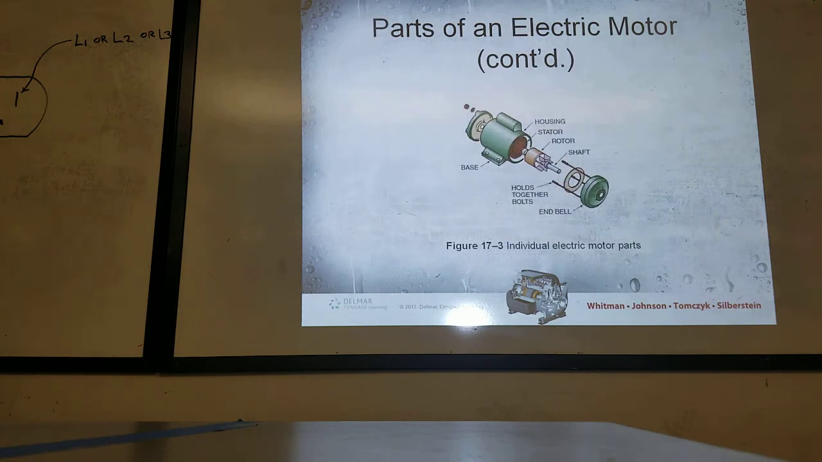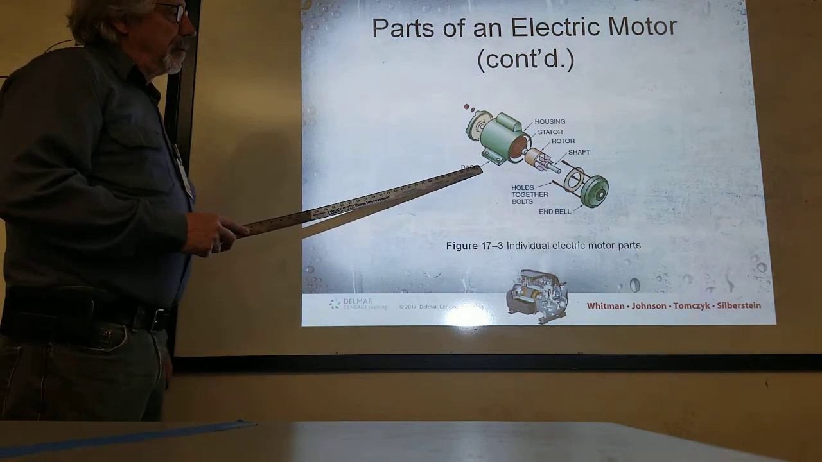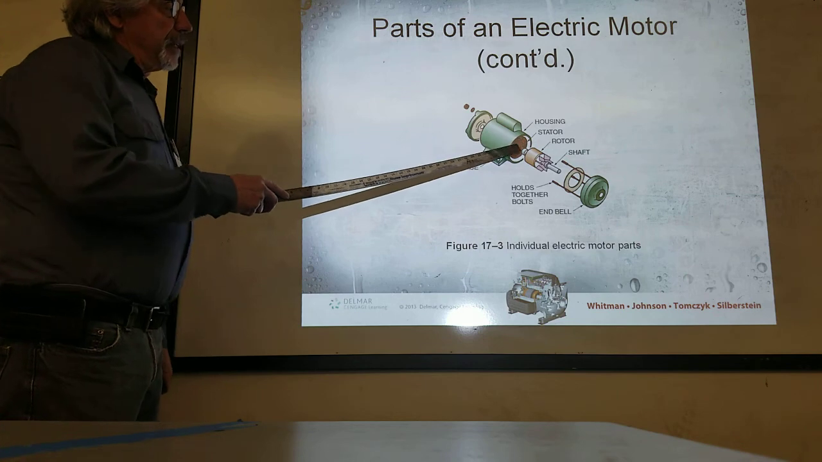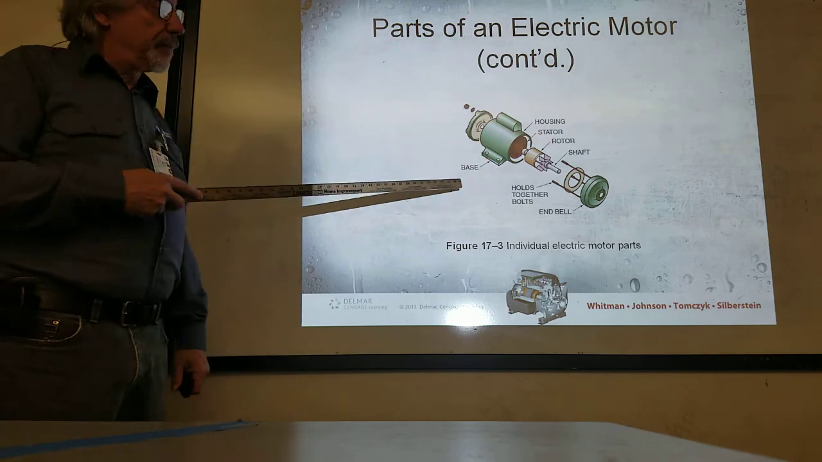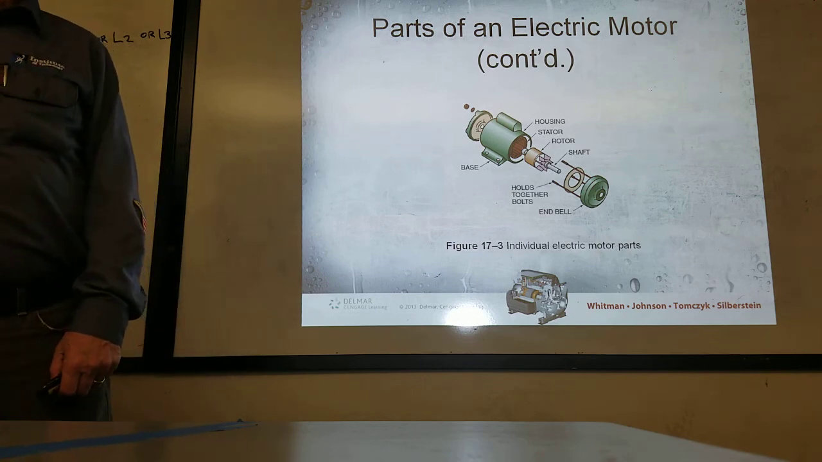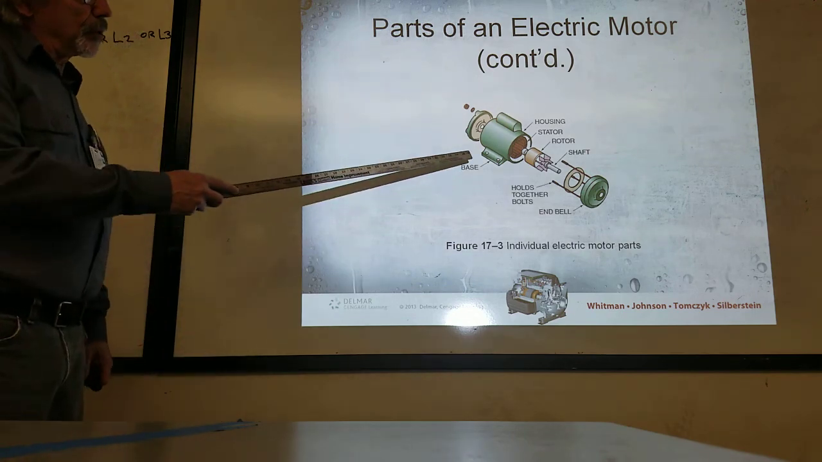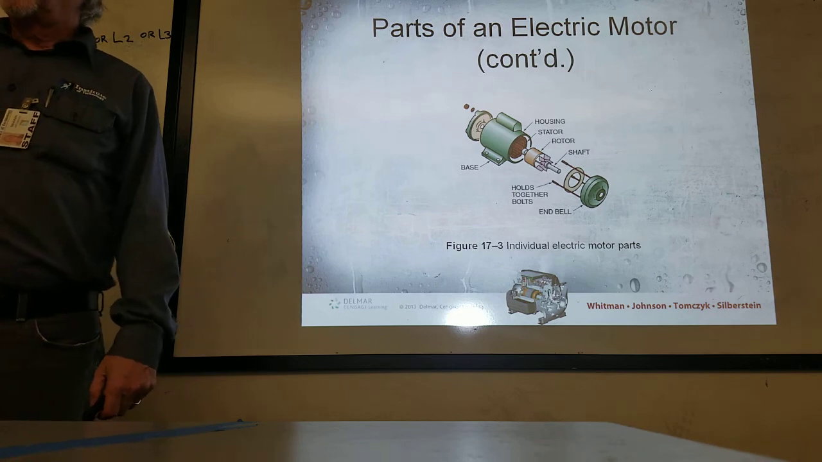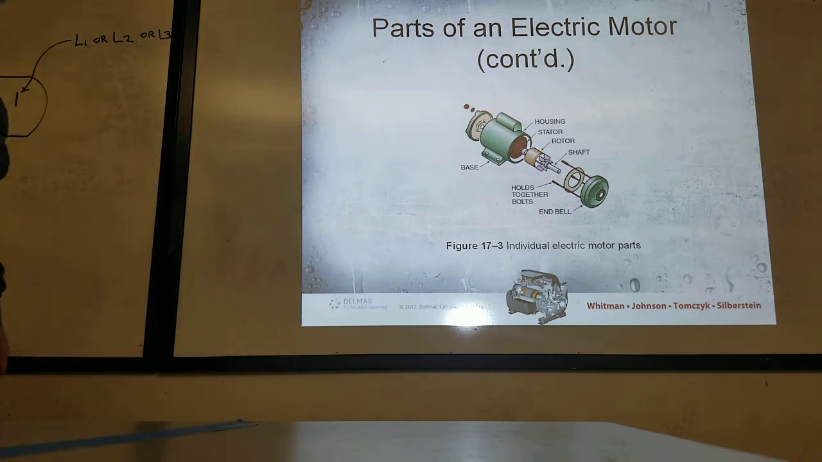Okay. So in the exploded view, we see that, so you remember these. The stationary portion of the motor is the stator. The rotating portion of the motor is the rotor. Okay.